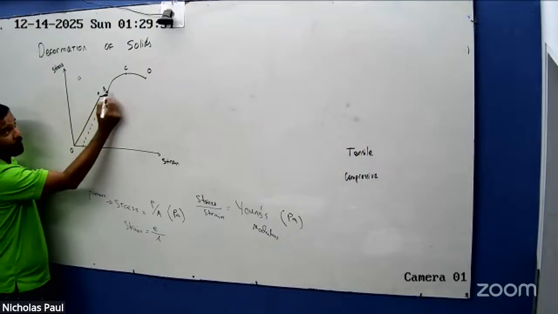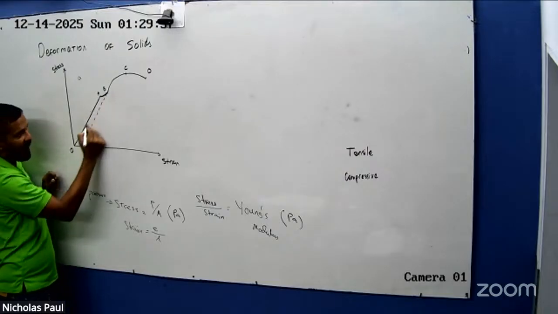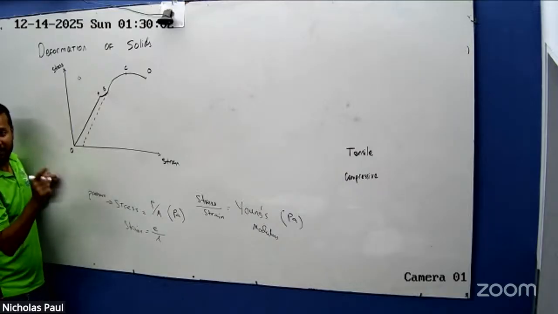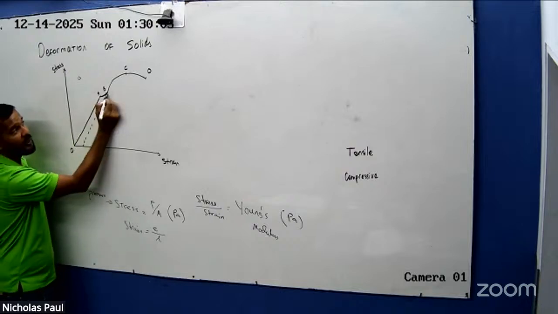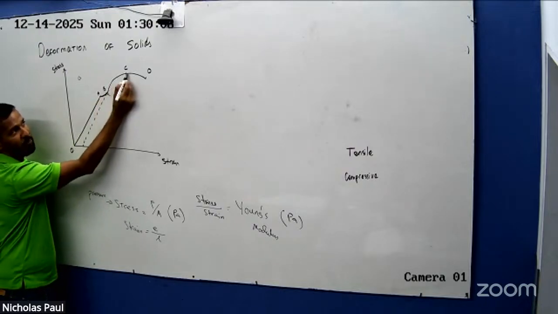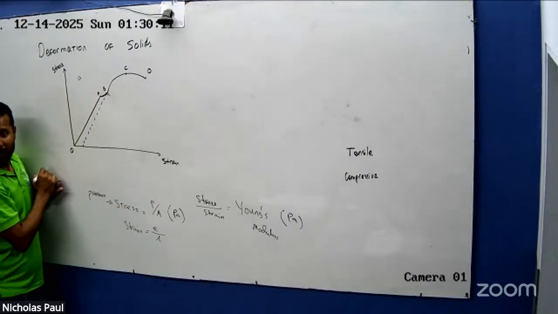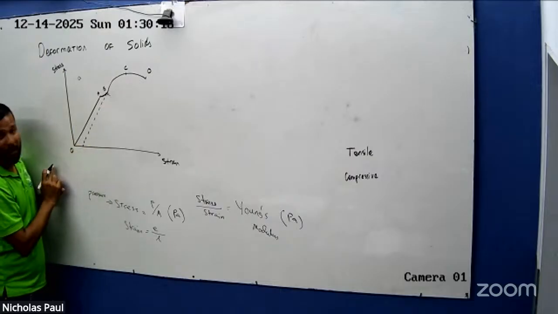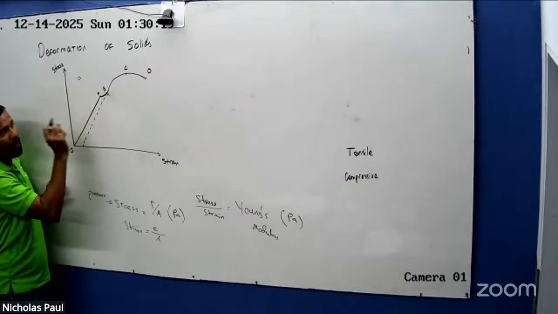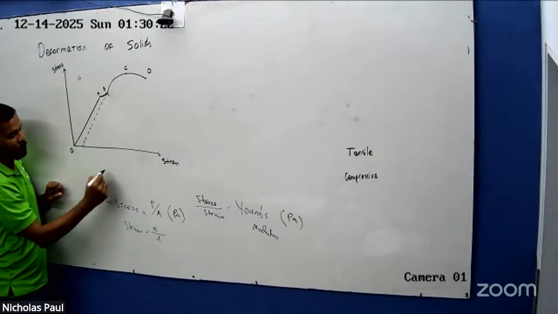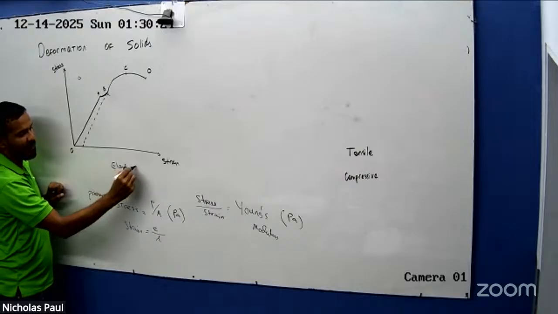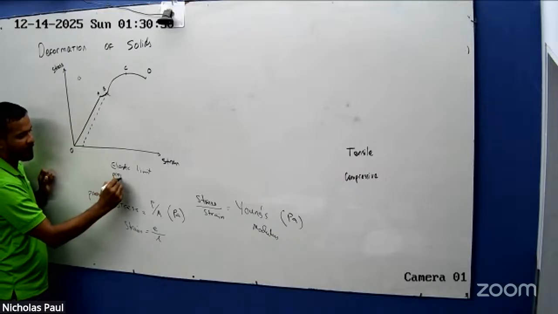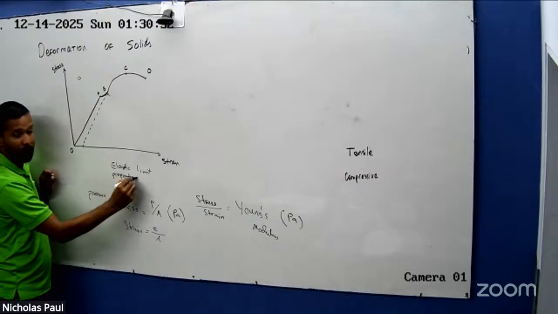So up until here, the object undergoes elastic deformation. But once you exceed here, all of this is plastic deformation. Here's the max stress and here's where it will break after that. Everybody okay with that? The most important thing you need to remember here is what is the elastic limit, and what is the proportional limit, right?